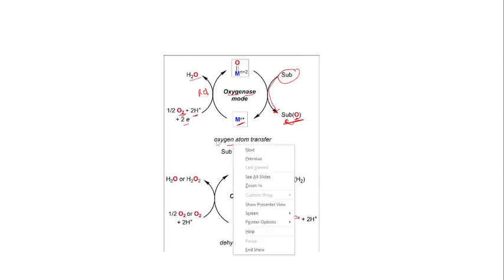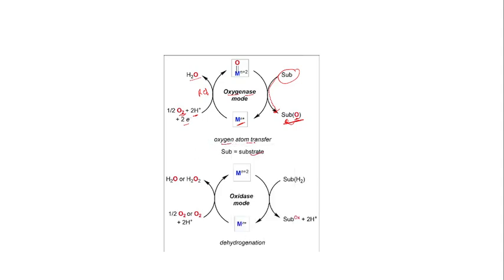So what is happening here? The oxygen atom is transferring from here to here, finally to the substrate. Because it is oxygen transferring, that's why it is known as the oxygenase mode. Then what is the oxidase mode? Because the name is similar. Oxidase mode means it is responsible for oxidation, but it is not generating oxygen.